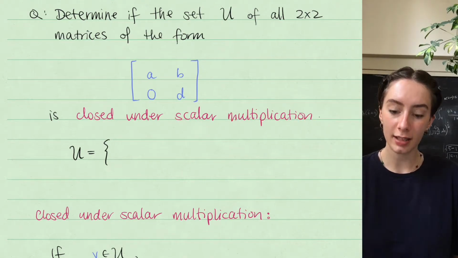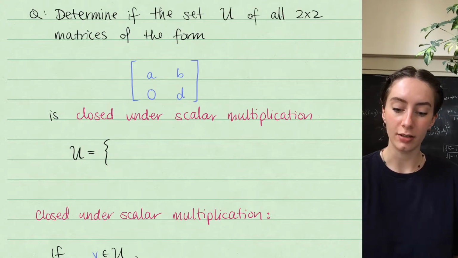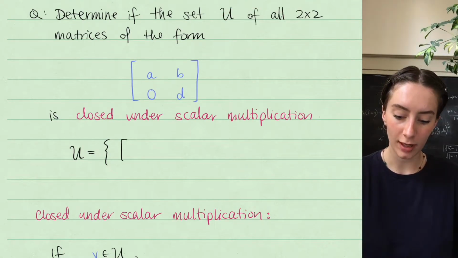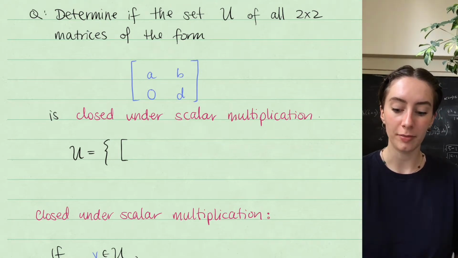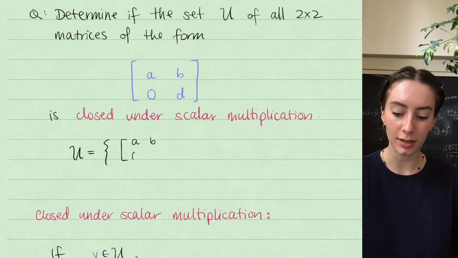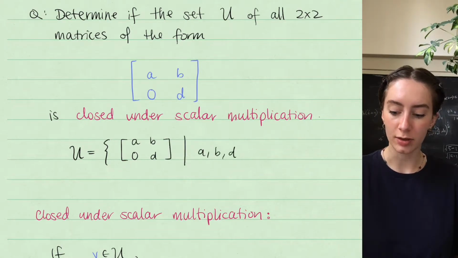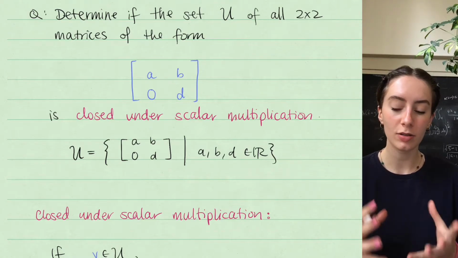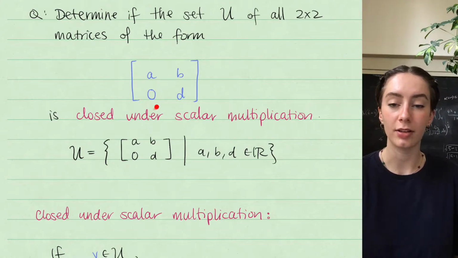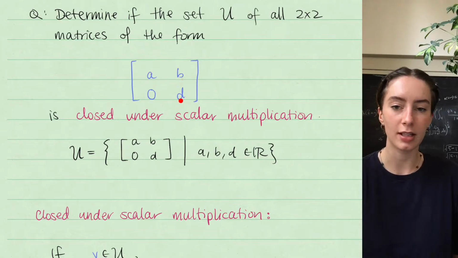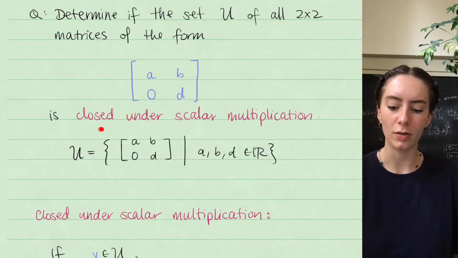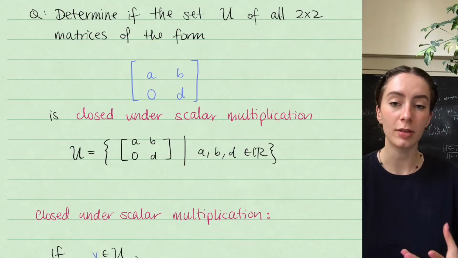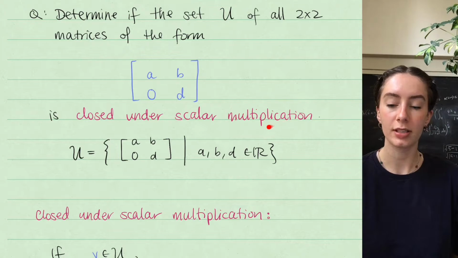So our set U, another way of writing this set U in set notation would be the elements in our set U are matrices that have the form A, B, 0, D, where A, B, and D are just real numbers. This is another way of thinking about our set U. It's just the set of all 2x2 matrices that have a 0 in the third entry, and all the other entries can just be any number, it doesn't matter. So what we're trying to do is determine if this set is closed under scalar multiplication.